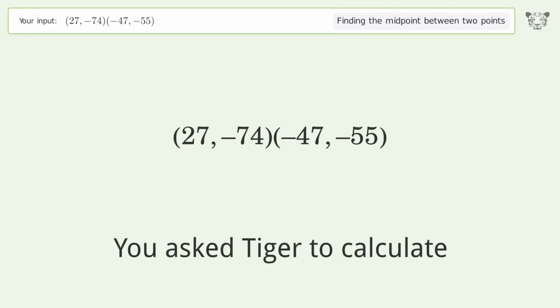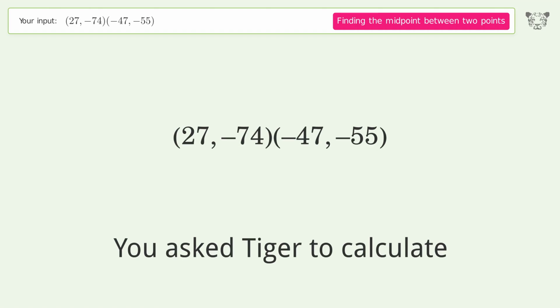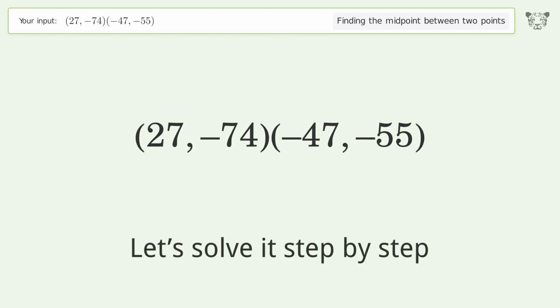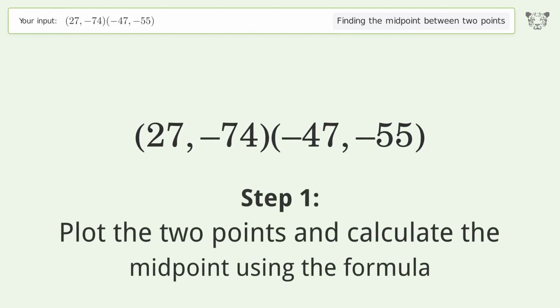You ask Tiger to calculate. This deals with finding the midpoint between 2 points. The midpoint between the 2 points is -10, -64.5. Let's solve it step by step. Plot the 2 points and calculate the midpoint using the formula.